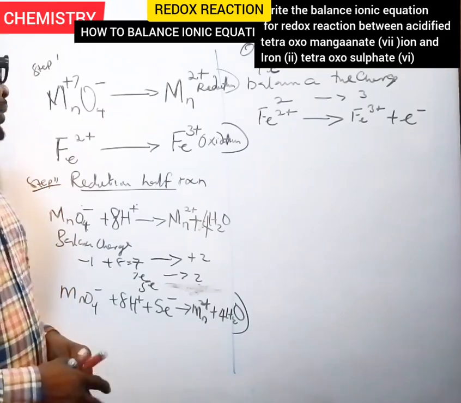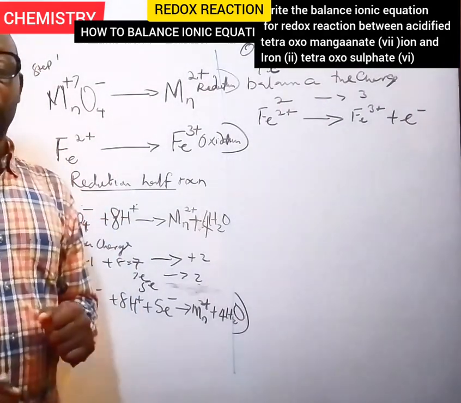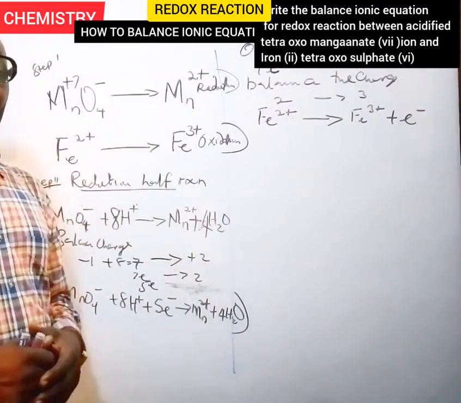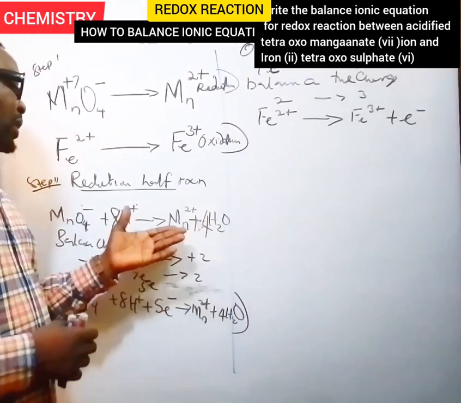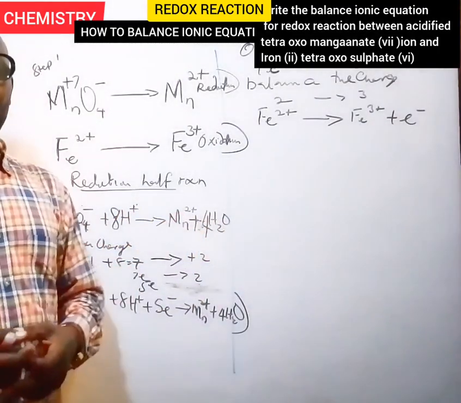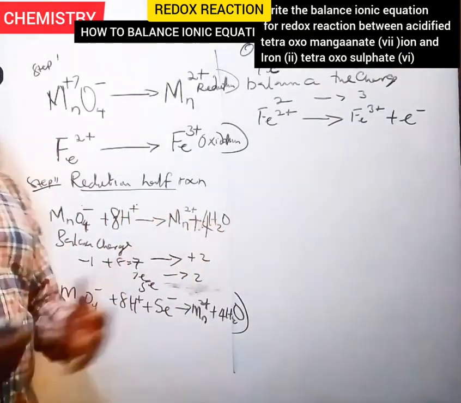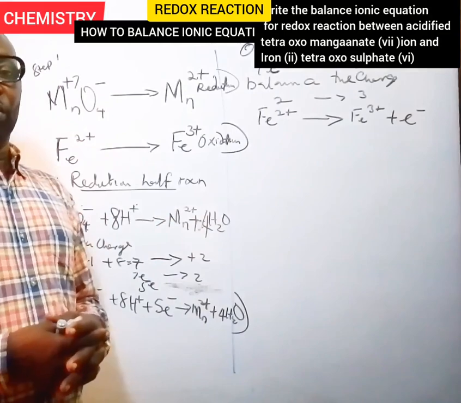Take note of that. It's very, very important. For the acidic medium, you add hydrogen ion. For the alkaline medium, you add hydroxide ion, to lead us to whether we are going to have water at the product, in the two, depending on how the reaction goes.